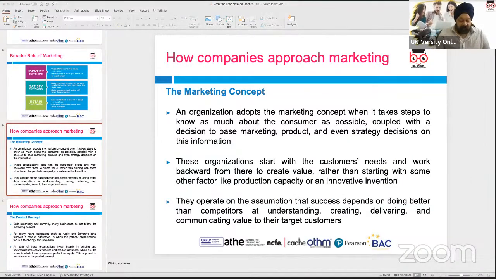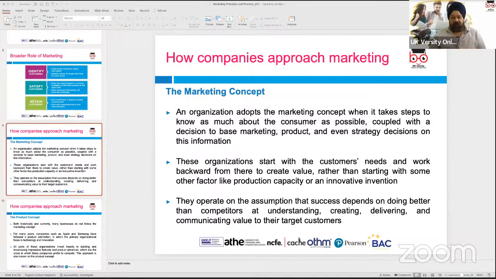Now, there are some concepts that we need to understand when we look at the role of marketing. When we talk about the concepts of marketing, there are 5 different concepts which we come across when we talk about the approach that we need to take for marketing. These concepts are the production concept, product concept, selling concept, marketing concept, and societal marketing concept. One of the main things we look at in how companies approach marketing is that we start with the marketing concept.